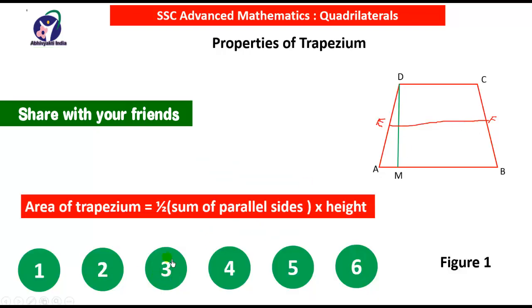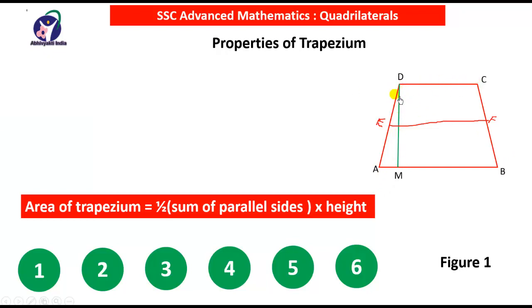Now the third property is that the area of trapezium is equal to half into brackets sum of the parallel sides into height. The area of trapezium ABCD will be calculated by the formula half into brackets sum of the parallel sides, that is AB plus DC, multiplied by the height.